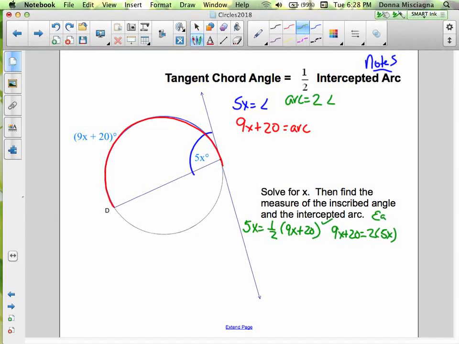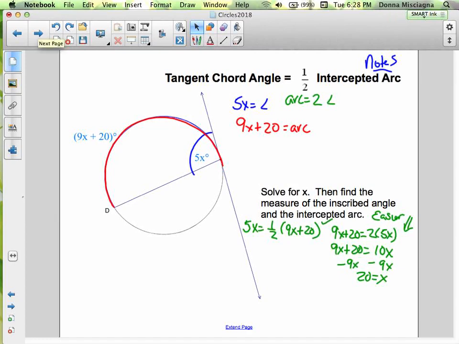So let's solve that one. We have 9x plus 20 equals 10x. Subtract 9x from both sides, and 20 equals x. All right, so now we can find the measure of the inscribed angle and the intercepted arc.